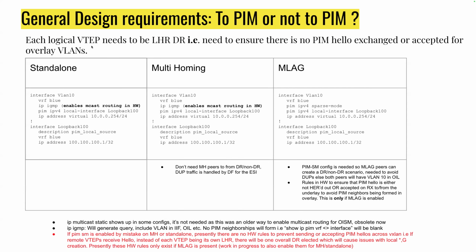They will not form the multicast route, because that's the general behavior of a non-DR. So we want to ensure all VTEPs are able to create and join the multicast tree. So all the VTEPs should be a DR. For that reason, we don't want to send PIM hellos across VXLAN from VLAN 10 or any VLAN that is extended in VXLAN. Is that clear? There are no hardware rules to stop sending those PIM hellos into VXLAN. Is that clear with everyone?